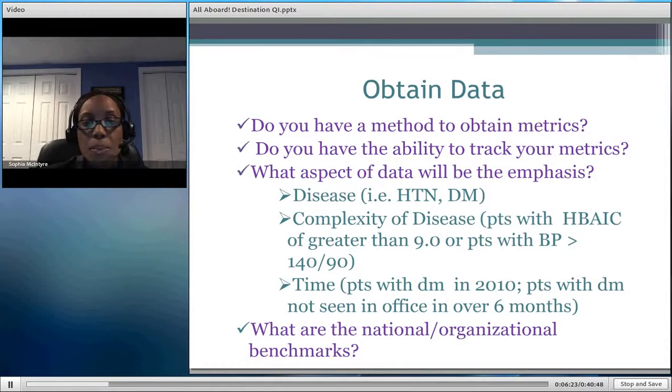And then when you're comparing your data, you want to know what your national and your organizational benchmarks are. Because I think if you're looking at quality, you want to be able to know, are you in line with what's already happening? So how do you know if this is an area that you want to focus on? If you're doing well and you're above national benchmarks, well, perhaps that's not where you want to spend your energy. Maybe you want to spend your energy in areas where you're not reaching national or organizational benchmarks.